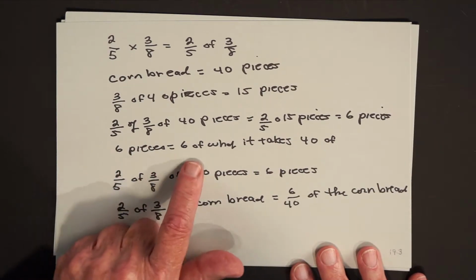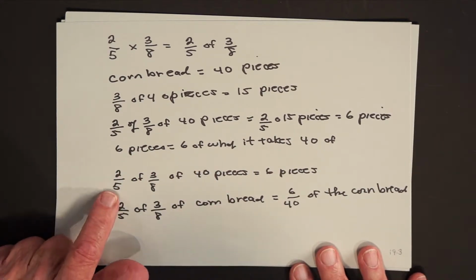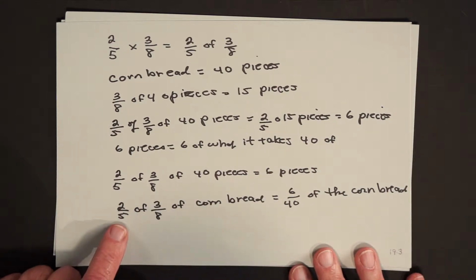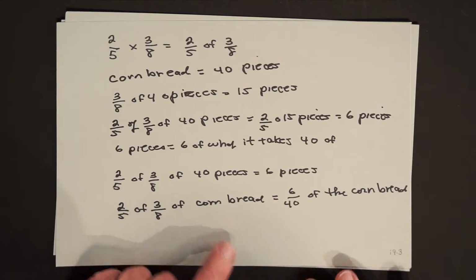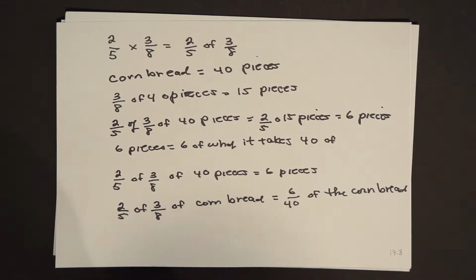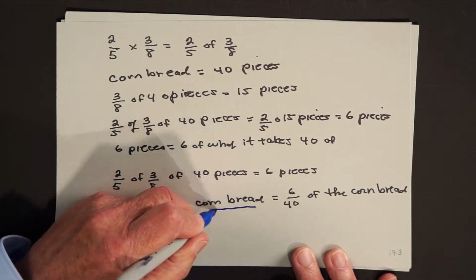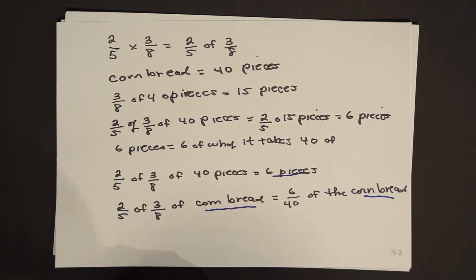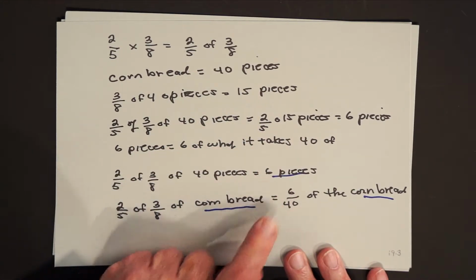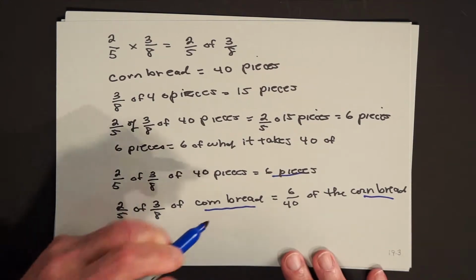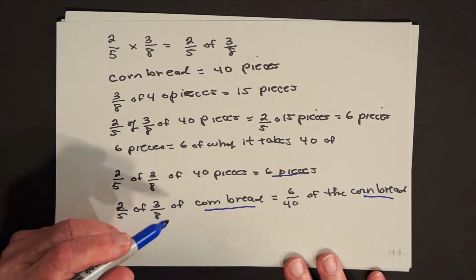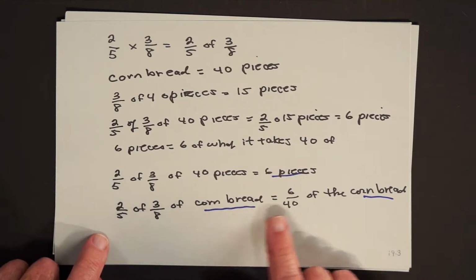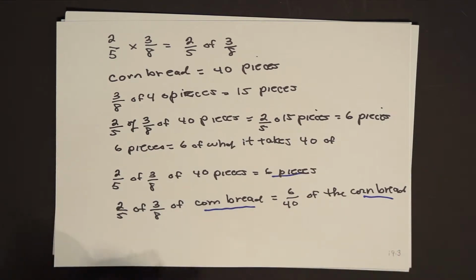And 6 pieces means 6 of what it takes 40 of. So 2/5 of 3/8 of 40 pieces is 6 pieces. So in terms of the cornbread, 2/5 of 3/8 of the cornbread is 6/40 of the cornbread. See, if we start with cornbread as the noun, we want the answer to be expressed as a noun. So 6 pieces is the right answer if you were allowed to use the word pieces here, but since we don't put in the nouns, we're mentally thinking that we're talking about the cornbread. If the 2/5 of 3/8 is modifying cornbread, the 6/40 also has to modify the cornbread.